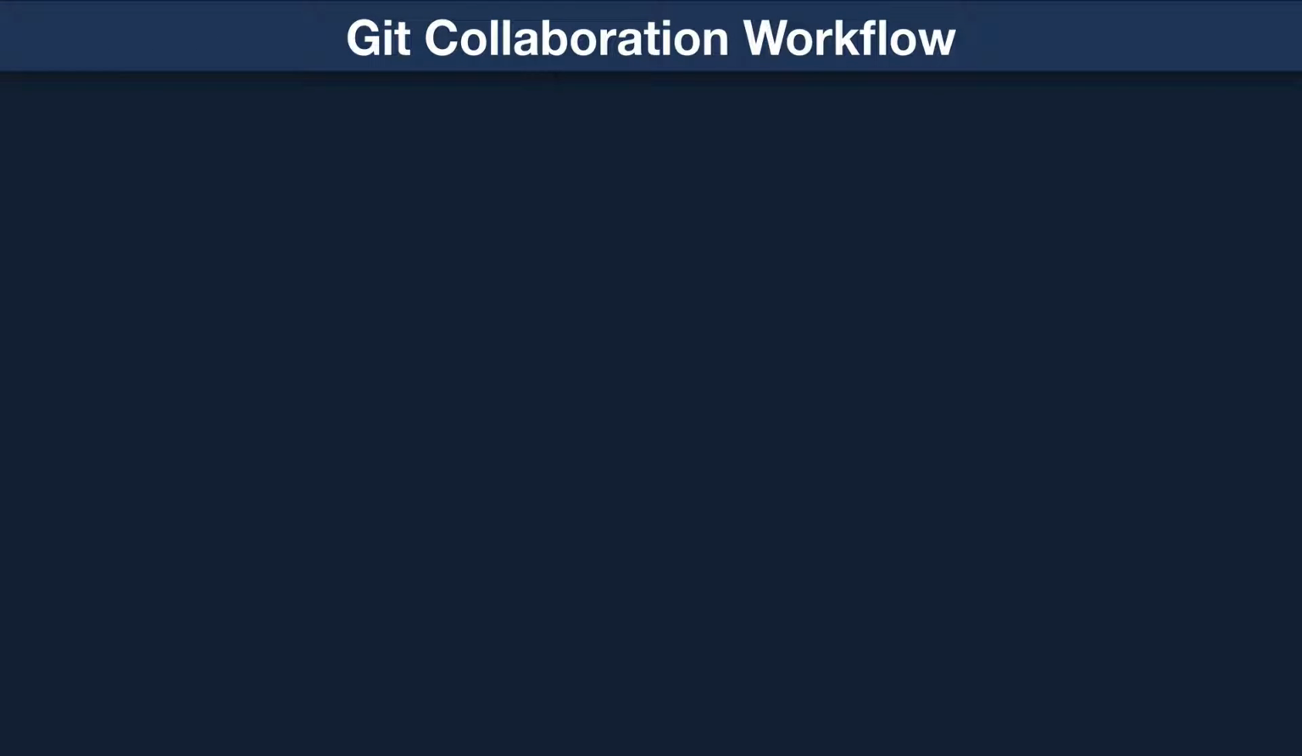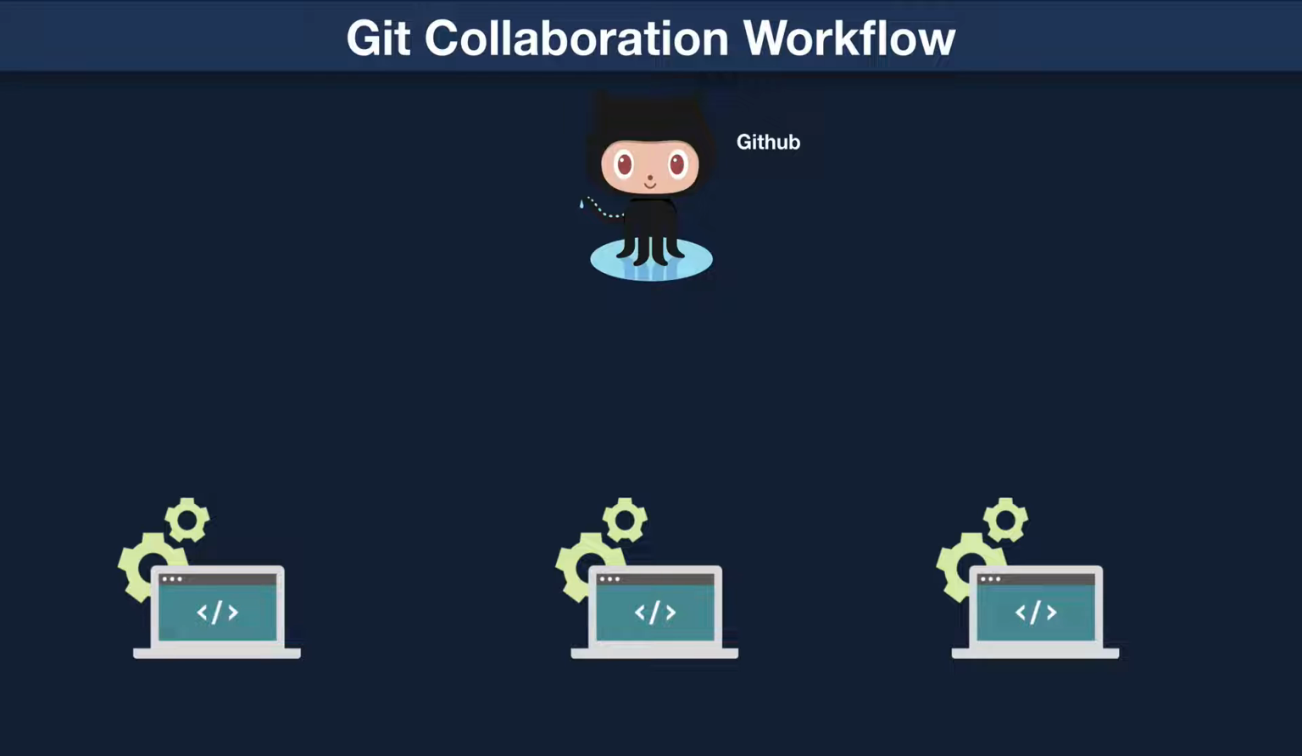Let's talk about how people collaborate using Git. So let's say you have 3 people working on a project. They have their own laptops and their own local repository for that project.